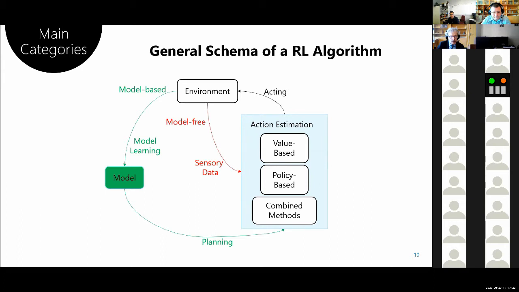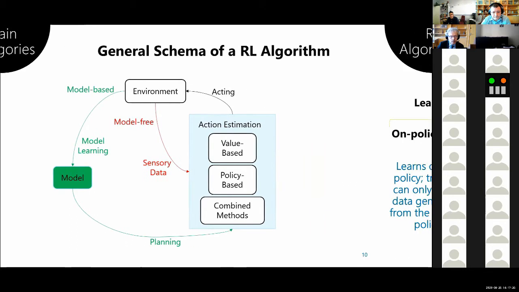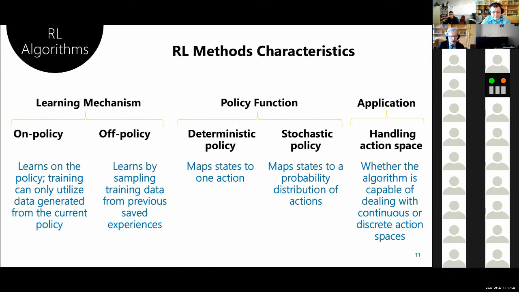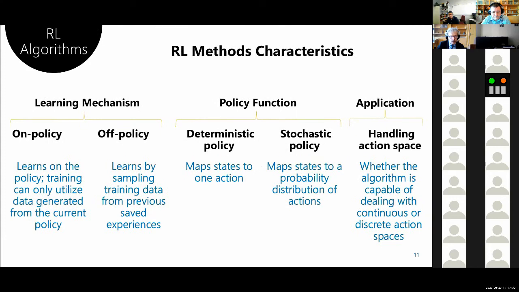More accurate environments should be stochastic, and the transition dynamics are usually not known. Now regarding other RL characteristics, the RL algorithm can be categorized in on policy or off policy concerning the learning mechanism, deterministic or stochastic policy concerning the policy function to be learned, continuous, discrete or combined concerning the action space that the algorithm can handle.